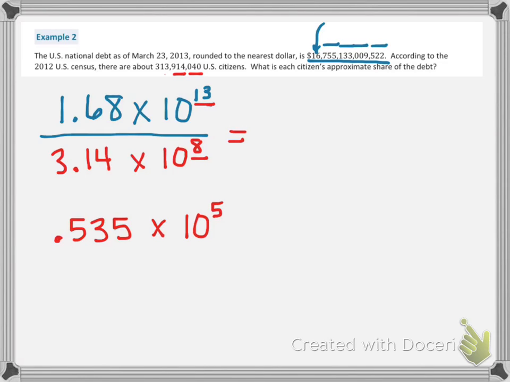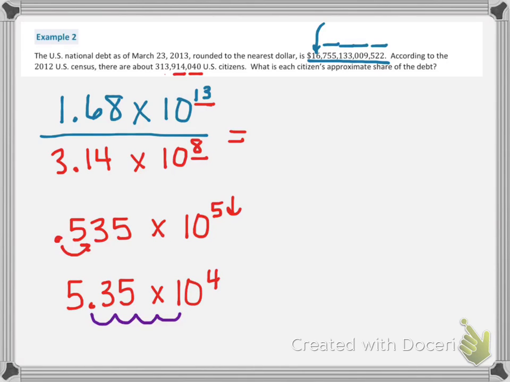So there it is. And then if we wanted scientific notation, I've got to move here, so that becomes 5.35 times 10 to the, well, I made it bigger, so my exponent's going to have to go smaller, times 10 to the 4th. And to put this in standard notation, then I would move 4 decimal places, 1, 2, 3, 4, and that would be 53500. So about $53,500 per person is our share of the national debt back in 2013.